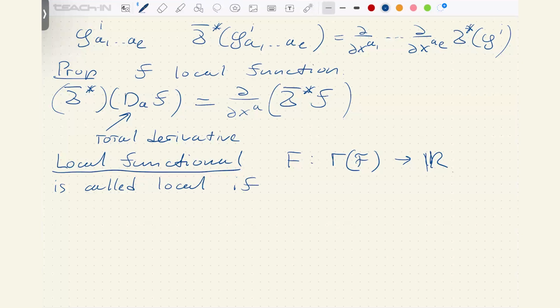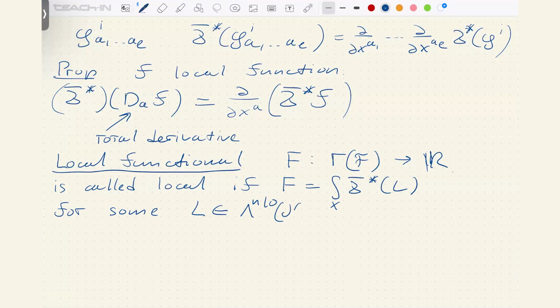if it can be represented as f of sigma equals the integral over X of sigma bar star of L, for some local form L in wedge n,0 of the jet space. So it's a horizontal top form of degree n, the dimension of X. So we have an n-form on our jet space. It's a local form, so it depends only on a finite number of coordinates.